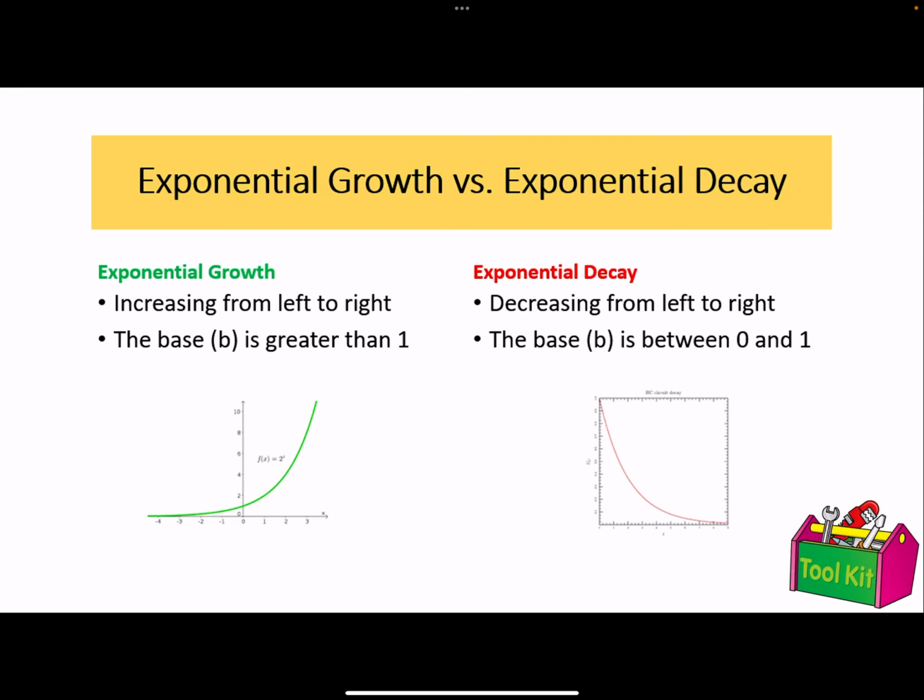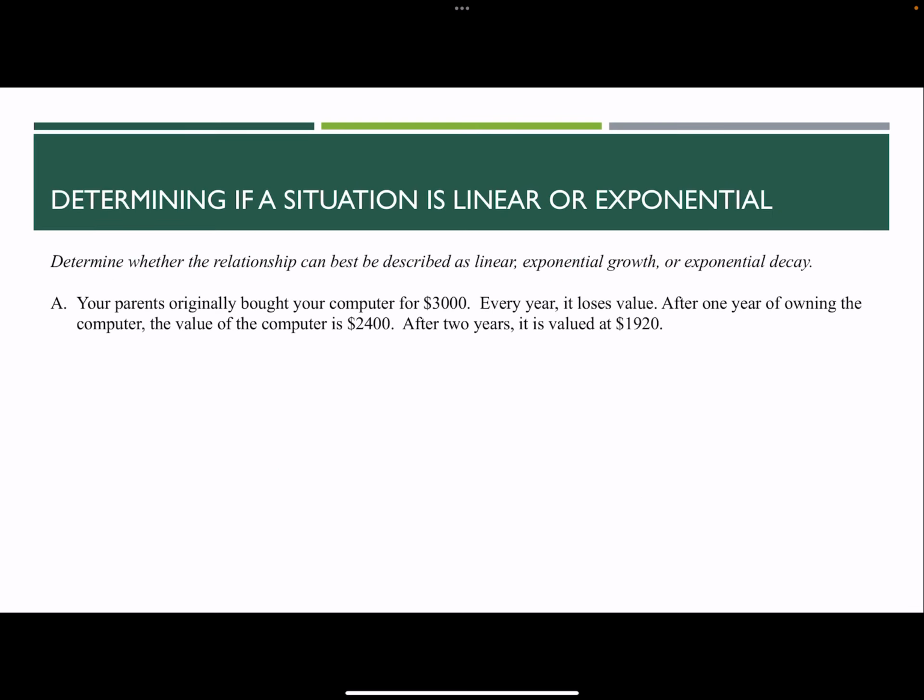And then just quickly reviewing exponential growth versus exponential decay. Exponential growth, basically your relationship is increasing as opposed to decay where it's decreasing. All right, let's jump right in. So you're going to be given a situation and you're going to have to figure out if the relationship is linear, exponential growth, or exponential decay.